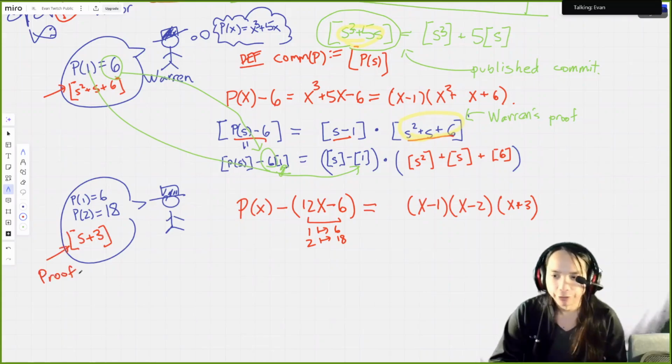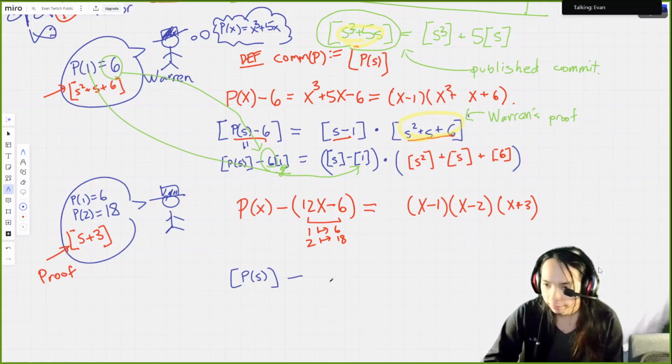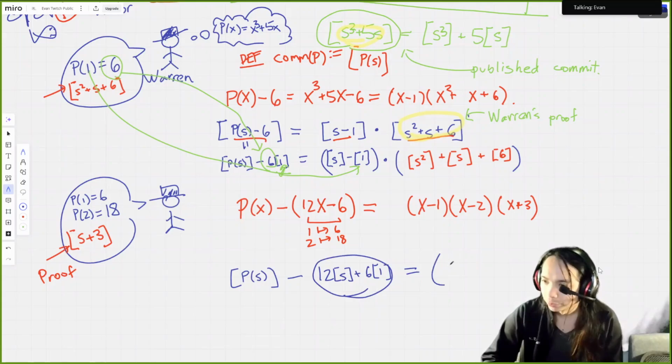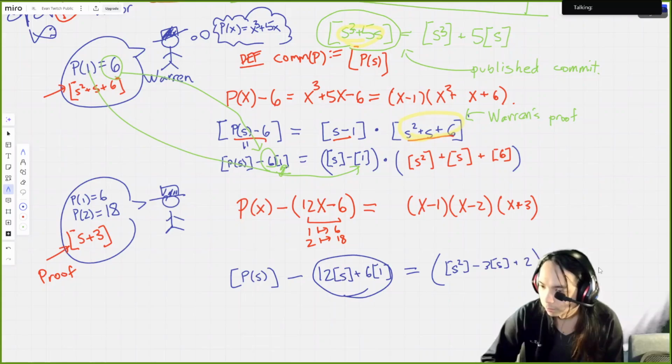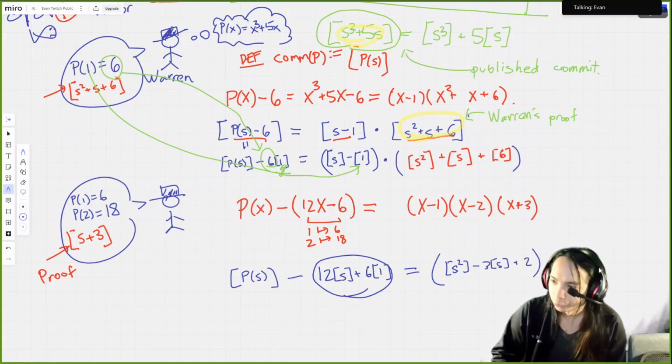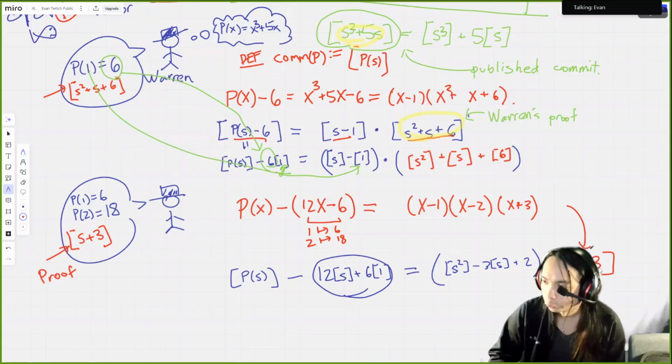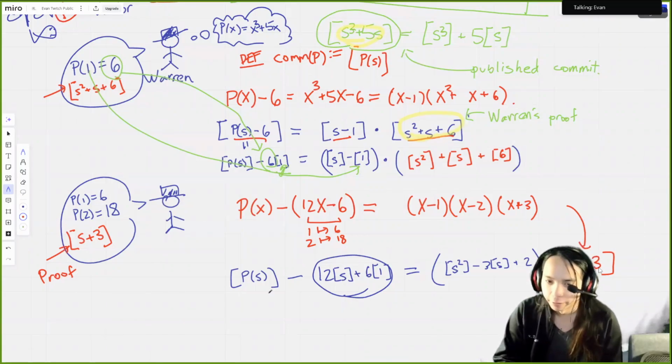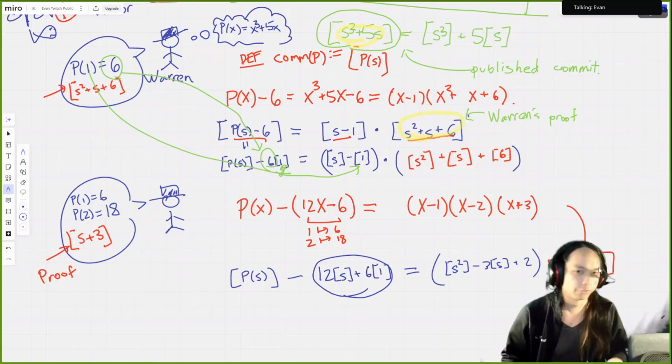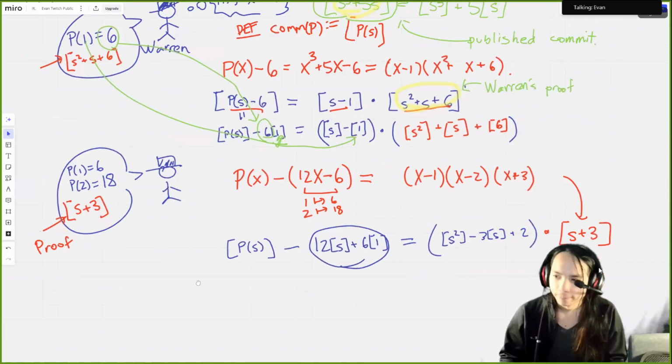And then now we can do basically the same thing where P was already published. This 12 times S plus 6 everyone can compute, because it's built out of the published table. Everyone can compute S squared minus 3S plus 2. And then Warren's one-line proof, the single element S plus 3, gets stuck into the equation here. And for this proof to work, the verifier verifies that the Weil pairing correctly checks out on this multiplication equation. And so now I've done this for 2.